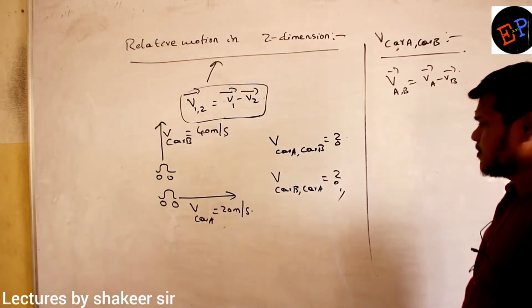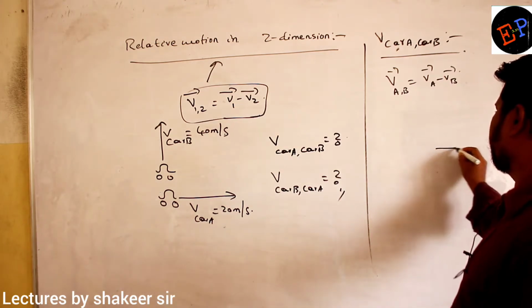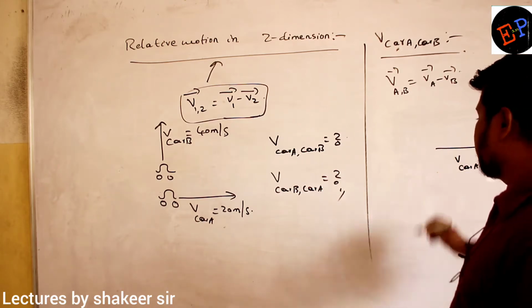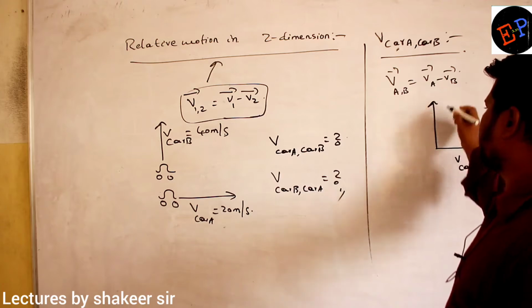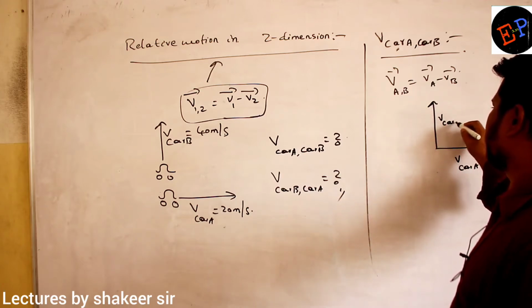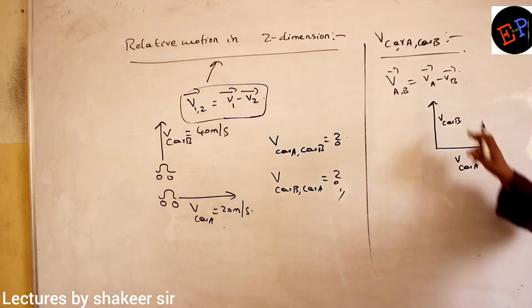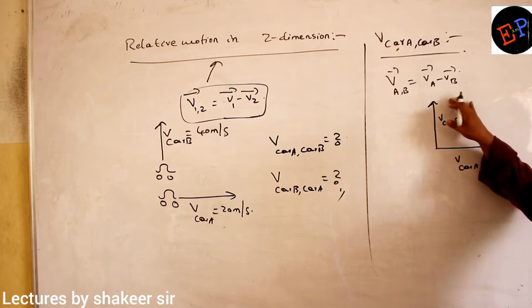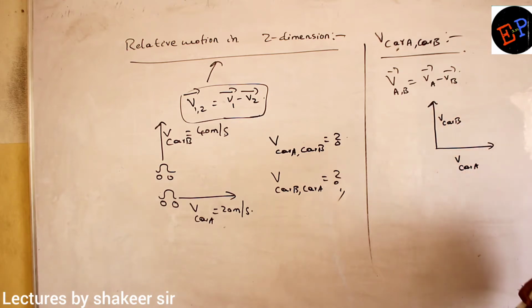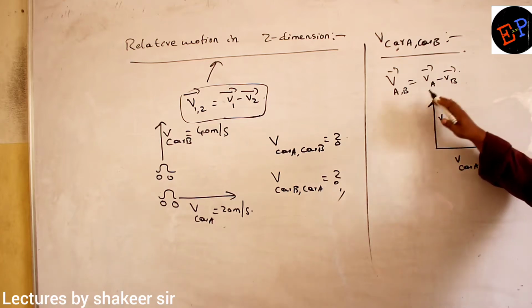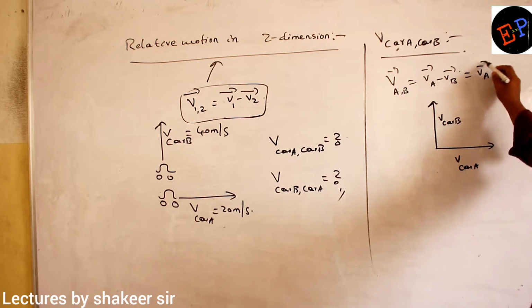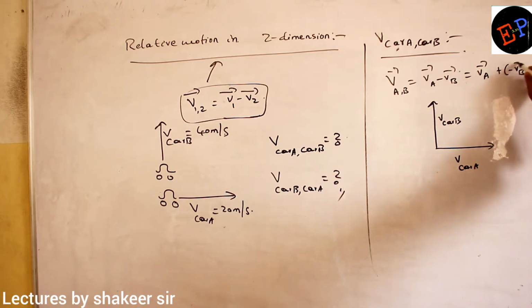Now let us see what the velocity of car A is. Car A is moving in this direction, so this is the velocity of car A. And this is the velocity of car B. If you take the resultant of these two, you will not get relative velocity; you will get resultant velocity. What am I supposed to do here? VA minus VB can also be written as VA plus of minus VB.